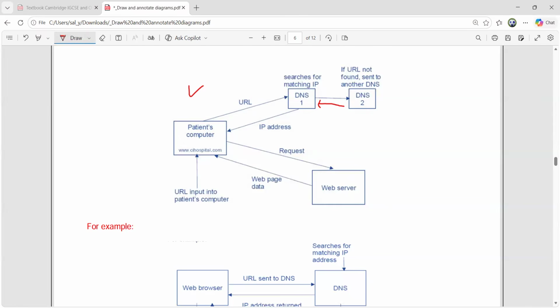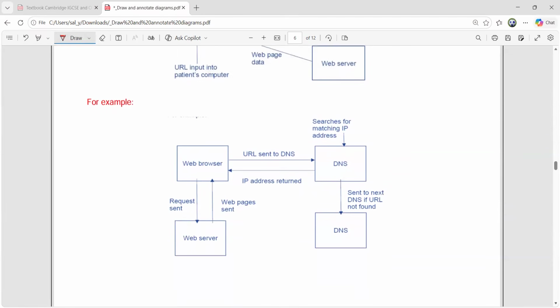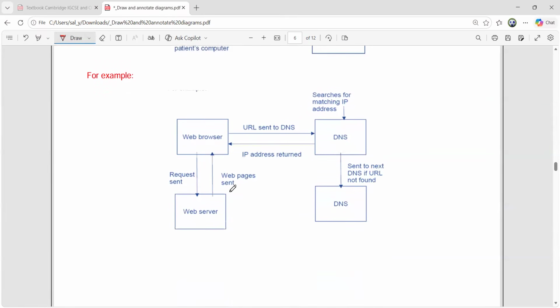And lastly, the third way that you can draw is this one. Web server, web browser, DNS server 1, DNS server 2. So the web browser is sending a request to the web server after connecting with the DNS servers. Again, you can just even mention the numbers. URL sent to DNS server 1. DNS server 1 is going to send the request to DNS server 2. If the URL is not found, it is returned. Then the DNS server is going to send the IP address back to the web browser, and then a two-way communication is going to begin. So this is how they want you to draw.